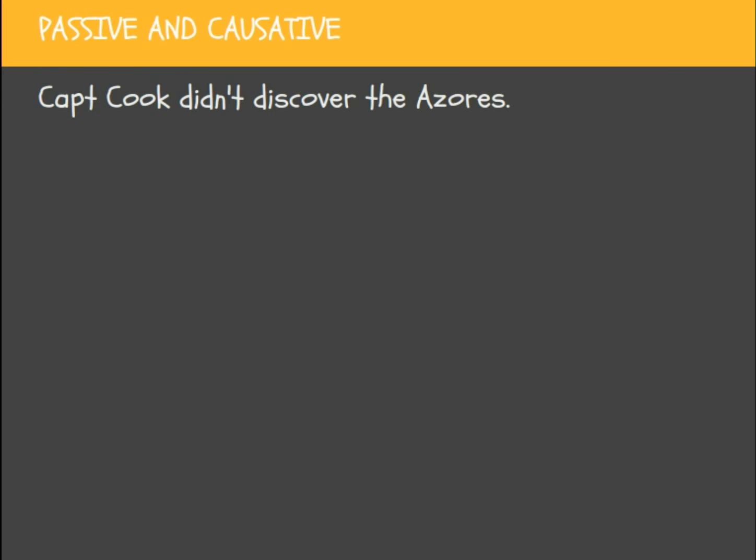Passive and causative. Captain Cook didn't discover the Azores. Changing a sentence from active to passive always involves the same 4 steps.